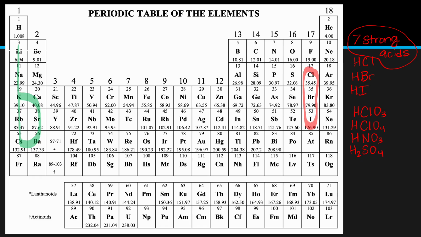And then remember your strong bases, you just attach the hydroxide. So for example, LiOH, NaOH, KOH, RbOH, CsOH, and then for your group 2s, you'll just need 2 of them. So Ca(OH)2, Sr(OH)2, and Ba(OH)2. And if you are given an acid or base that is not one of these, then you can assume that it's weak, and you'll have to do different types of calculations for that.